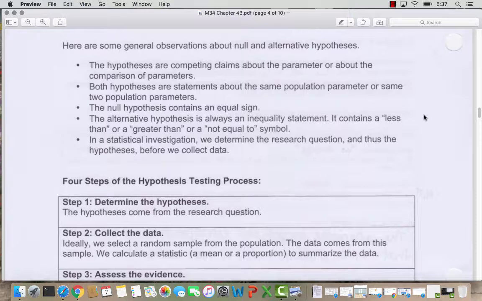And the null hypothesis always contains an equal sign. And the alternative hypothesis is always an inequality. So it could be less than, it could be greater than, or it could be the not equal to symbol. And in a statistical investigation, we have to first determine the research question and then the hypotheses before we go collect data. You don't want to be a researcher who collects data and then tries to backtrack and form hypotheses. That wouldn't be authentic research.